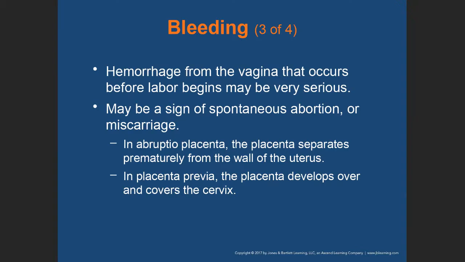They can have what is referred to as placenta previa, and they can have placenta abruptia. So they can have abruptia placenta, where the placenta separates prematurely from the wall of the uterus, or they can have placenta previa, where the placenta is actually developing at the vaginal opening. So it's blocking the exit point for the baby. Placenta previa and placenta abruptia are going to be common in your third trimesters.